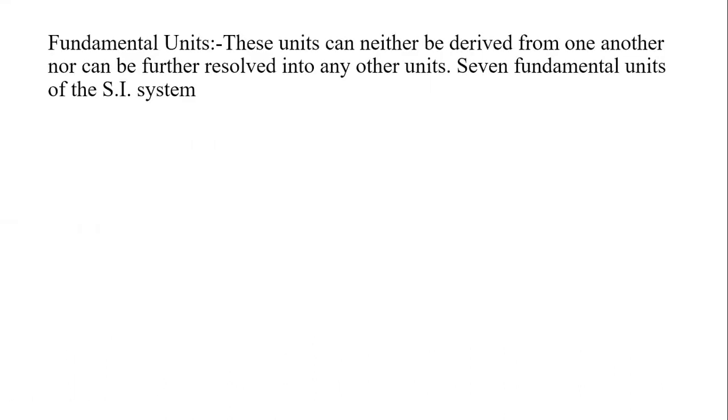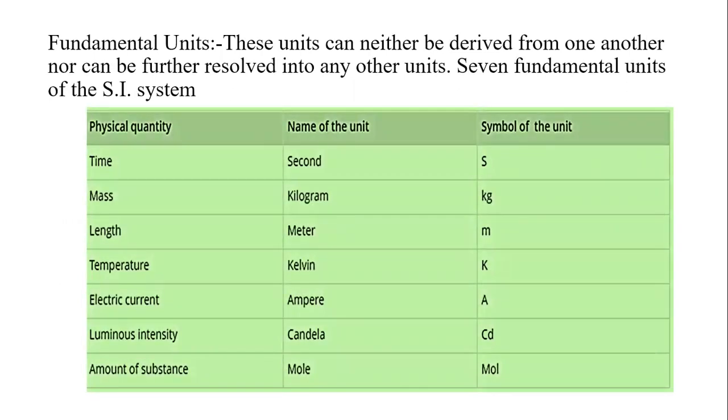Fundamental units are those units which can neither be derived from any other unit nor can they be converted to simpler units. There are a total of seven fundamental units in the SI system. The physical quantity time has second as the unit. It is represented as s. Mass is the physical quantity with kilogram as unit, represented as kg. Length is represented by the unit meter, in short as m.